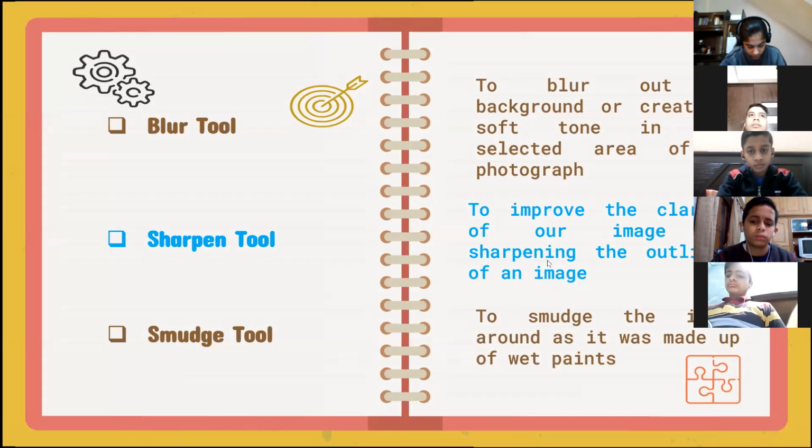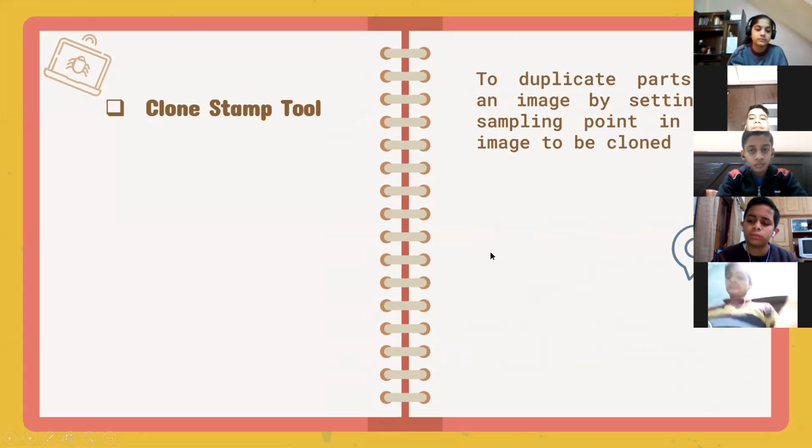Next is clone stamp tool. This tool is used to make a duplicate part of the image. That means you create a duplicate part of the image. In the example we did, we had duplicated a girl. We had created a duplicate. Similarly, you can duplicate the flowers. You can duplicate any animal or any star or any pattern that you want to repeat in an image. You can use the clone stamp tool.